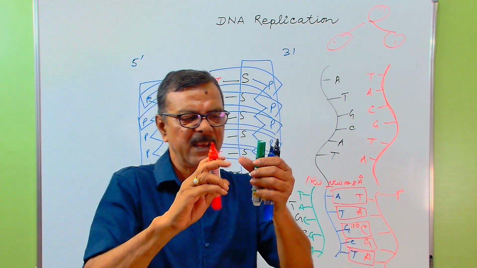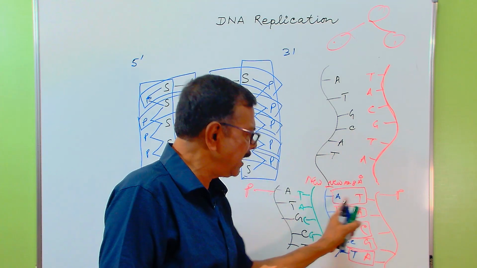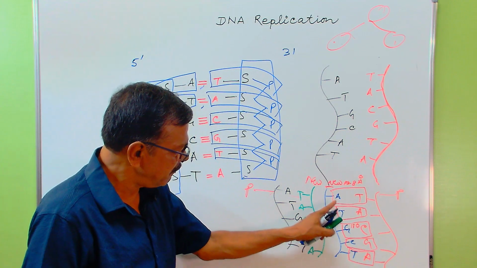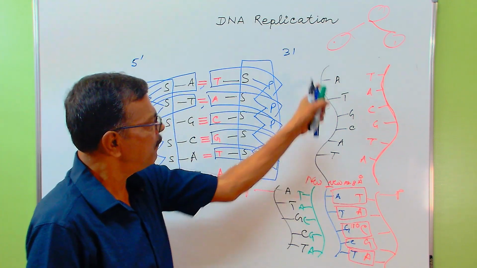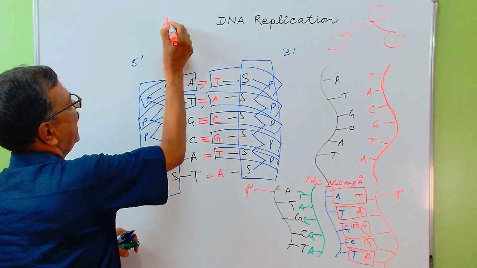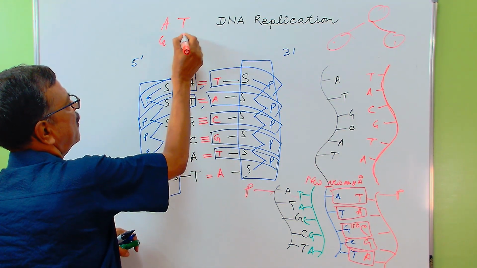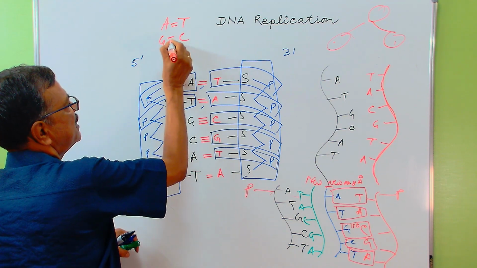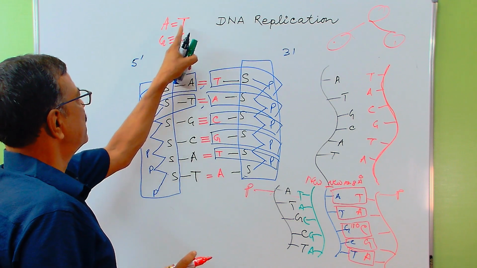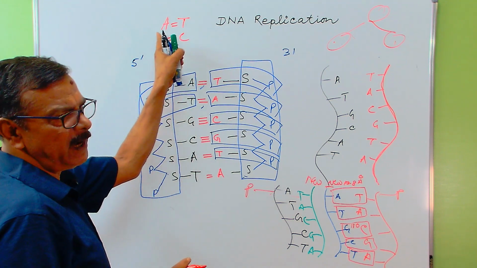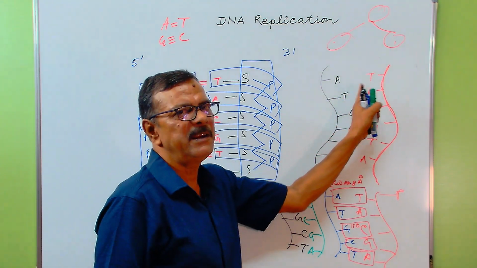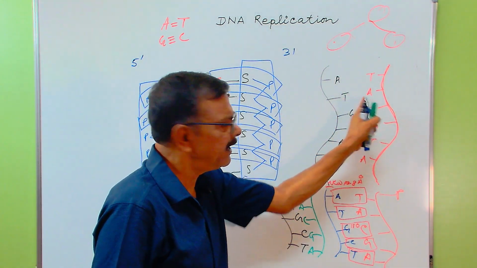So you cannot fix anything other than a purine and a pyrimidine base. Two purine bases you cannot fix. The formula of A, T, G, C, I told you the other day, remember, ATGC is the formula: A and T have a double bond, G and C have a triple bond. You cannot mix A and C, because one is a purine and the other is a pyrimidine. You cannot put another pyrimidine here, and you cannot put another adenine here.